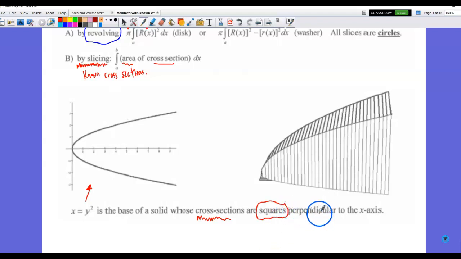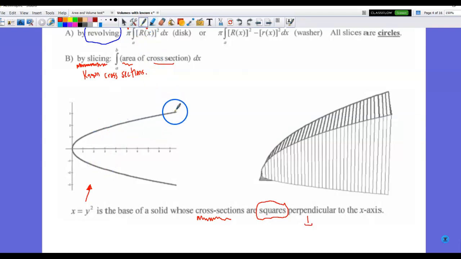And these squares are going to be sliced, so the direction that I'm slicing is perpendicular to the x-axis. So that means when I cut my cake, I'm going to slice perpendicular to the x-axis. All right, so let's make sure that we have an understanding of actually what's going on here. Good news is you don't have to draw these.